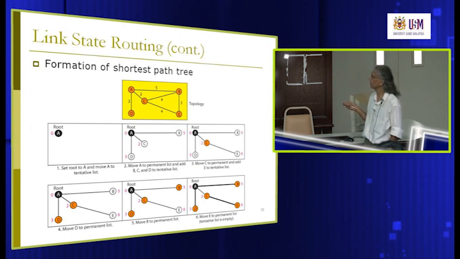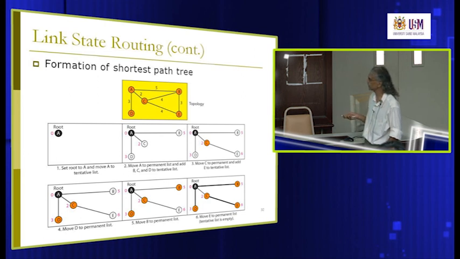From C, what are the possible connections from C? So from C to go to E, right? So there's a different way. We could go this way, this way, this way, which is the shortest? This is the way, right? And then from B, once it's done, then we convert it from tentative to permanent, and then we move to D.